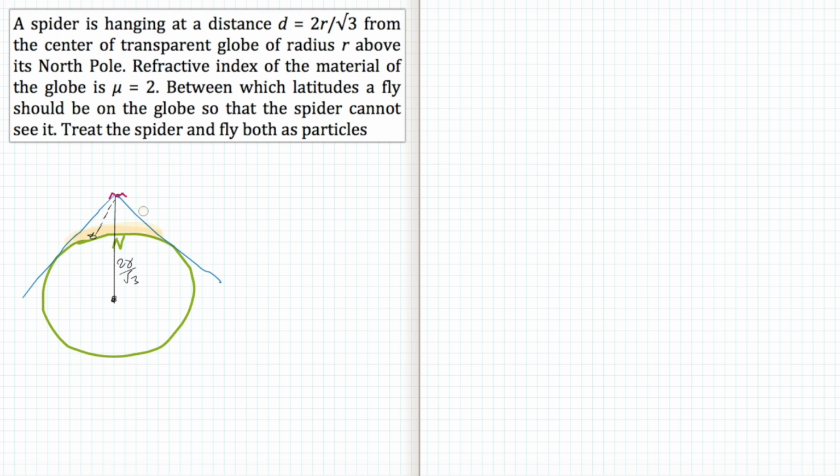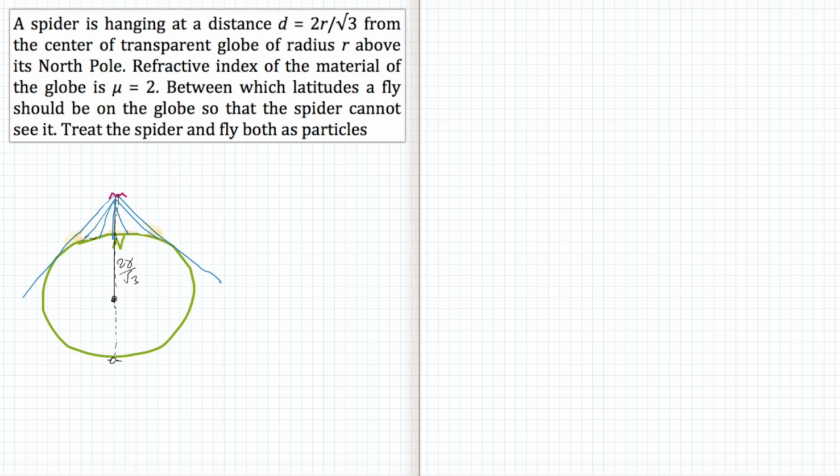Now what about the other points? Suppose the fly is somewhere around here, directly on the opposite end. Obviously light from here will enter the transparent globe, and it will come straight outward and directly to the spider. So if the fly is at the bottom point, obviously the spider can see it. So we have to find the possible positions where the spider cannot see the fly. Instead of thinking about light going from the fly to the spider, let's analyze what rays can come to the spider. Rays that can come to the spider are this one, some rays like this, and between these two tangents only.